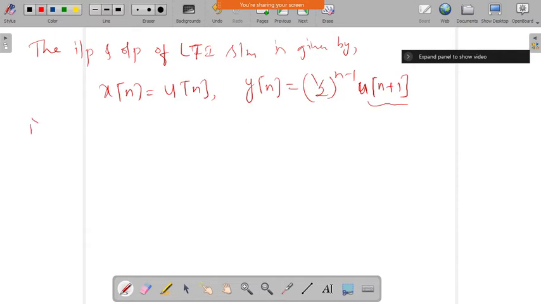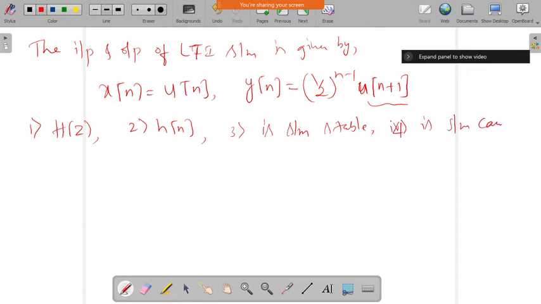Now find out, first, the transfer function H of z. Second, the impulse response h of n. Third, is the system stable. Then fourth, is the system causal. We need to find out all those things. In order to find the first one, take the Z transform of x of n and y of n.